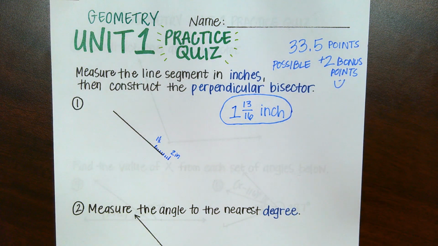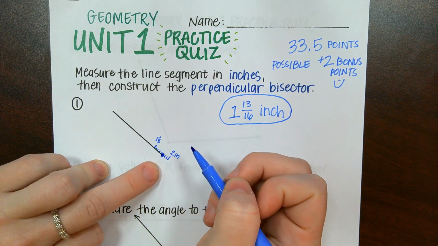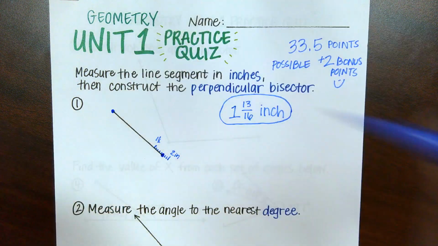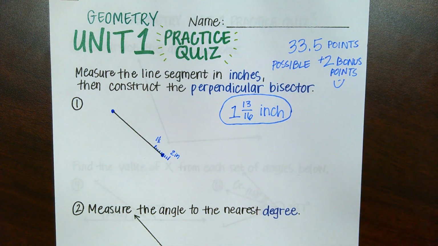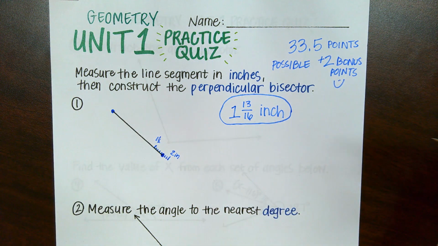The second part says to construct the perpendicular bisector. So I'm going to remind myself where my endpoints are, since I did draw some little dashes and tick marks when I was measuring. And for this part, we are going to need our compasses. If you do not have a compass at your seat, let's pause the video and come and get one from the front of the room. And when we get back, we will begin.